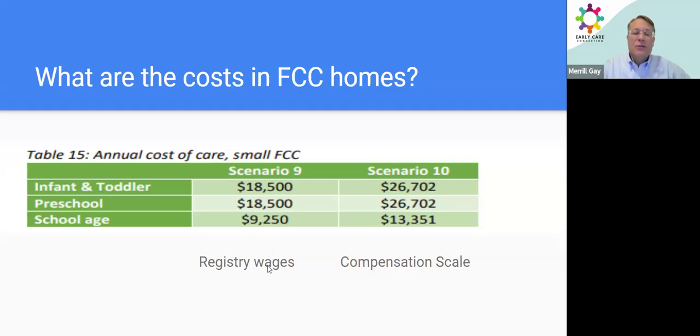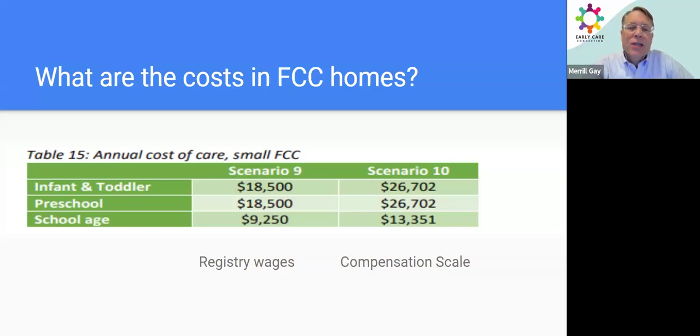And this is based on the assumption that was captured in the narrow cost analysis that family child care providers are on average working 68 hours a week and paying them at the rate that a child care teacher in a classroom would be paid in the registry. So that's assuming under the registry wages that a lead teacher is getting paid $19.72 an hour, or about $41,000 a year.